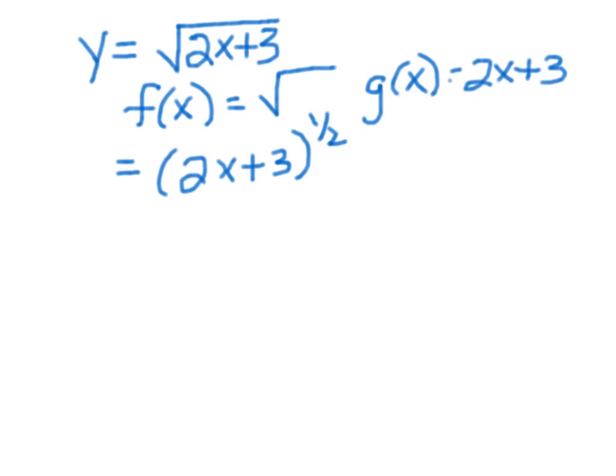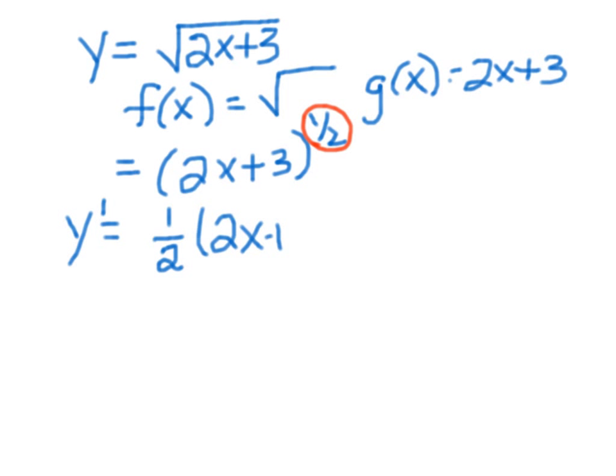Now if we look at this as an outside-inside type of application, we're going to start only with caring about that exponent right here. We're going to treat 2x plus 3 just like an x. So if we had an x to the 1/2, how would we find its derivative? Well, we would do the power rule. And that's what we're going to do here. So we're going to apply the power rule to the outside portion, which is that exponent. We're going to leave that inside alone. And when you subtract 1, you get a negative 1/2.